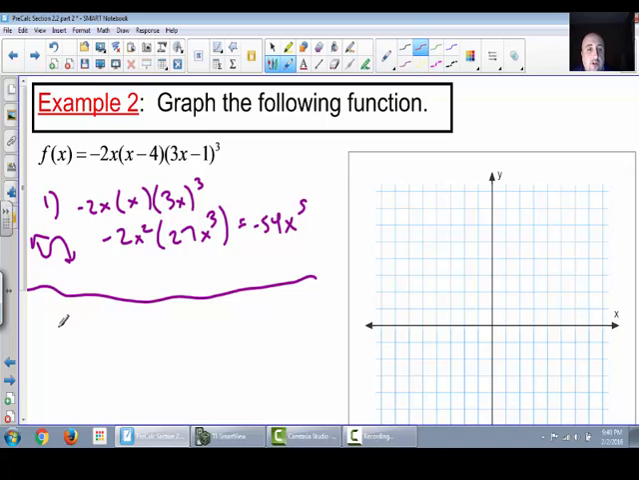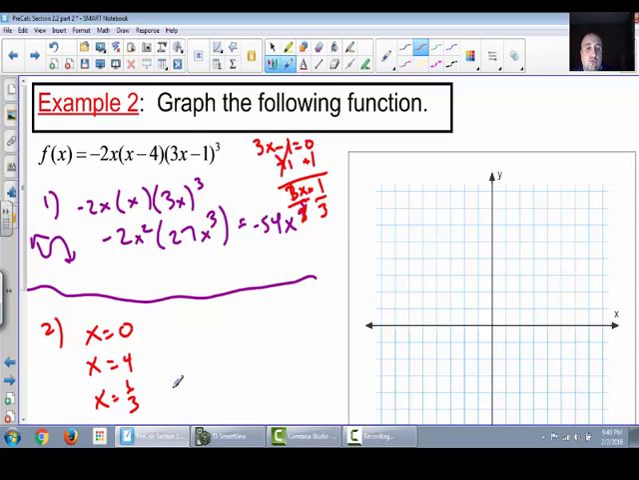Step two is to figure out our zeros. When x is by itself, it's just 0. So x equals 0. x minus 4 is x equals 4. 3x minus 1: we have to do 3x minus 1 equals 0 and solve this. So plus 1, 3x equals 1. Divide by 3, x equals 1/3. So x equals 1/3 is our last root.